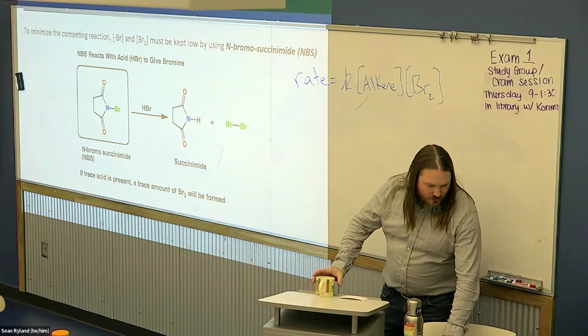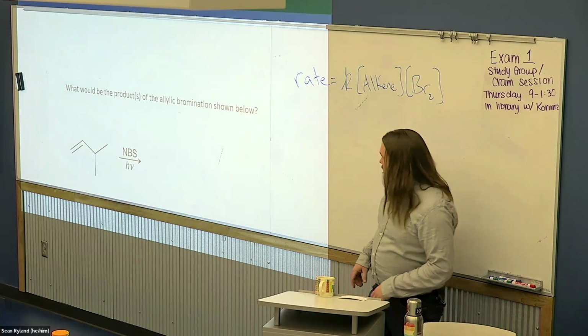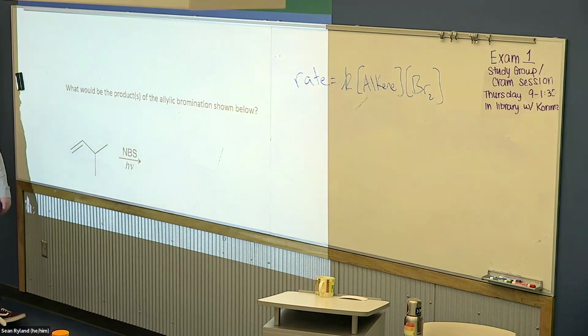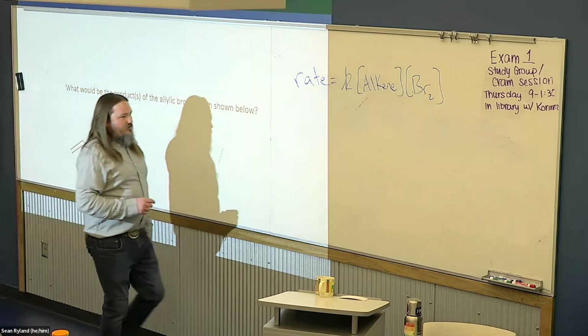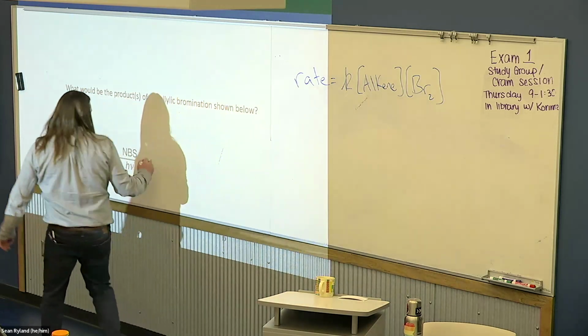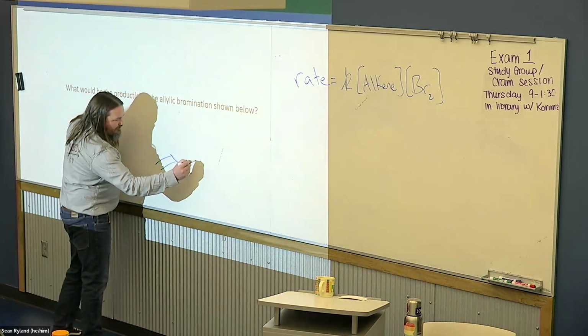All right, so the net result is that if we're using NBS in the presence of light, that causes us to not go through the vicinal dihalogenation. And that allows us to preferentially pull hydrogen off in the allylic position where we have that resonance stabilization. And so what would our product then look like here? Bromine on the tertiary carbon, and we leave the pi bond where it is.